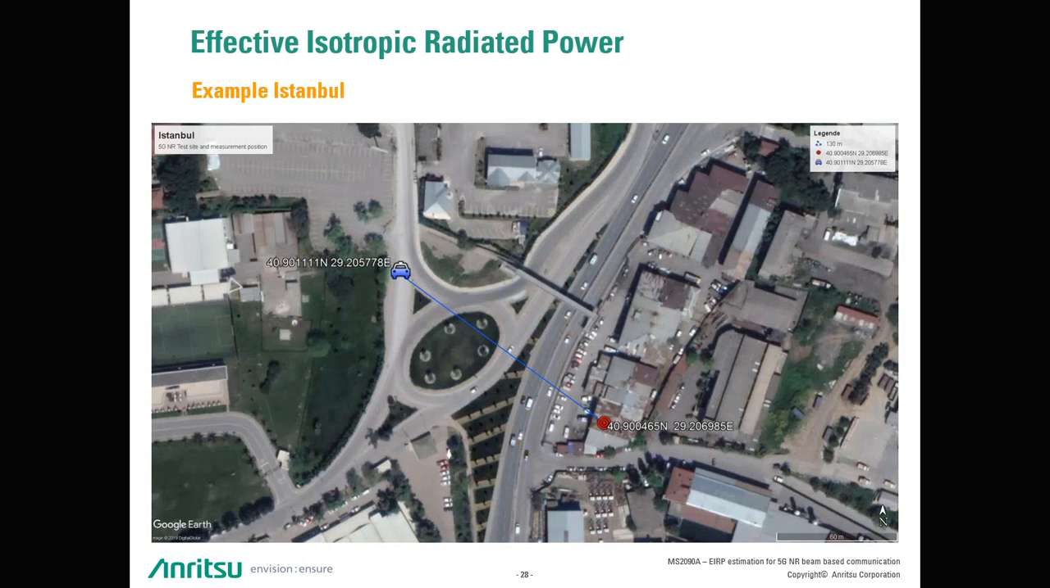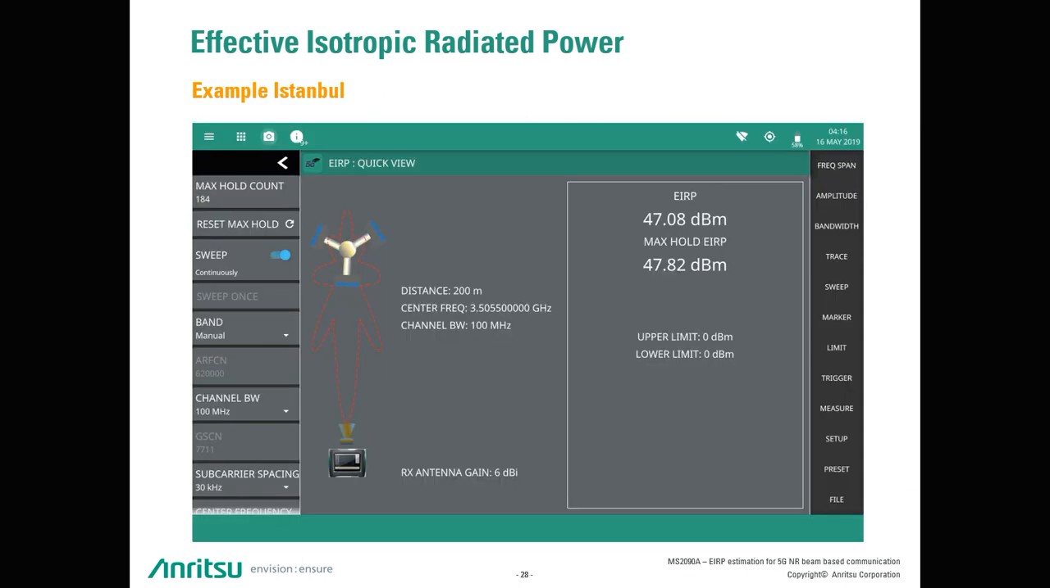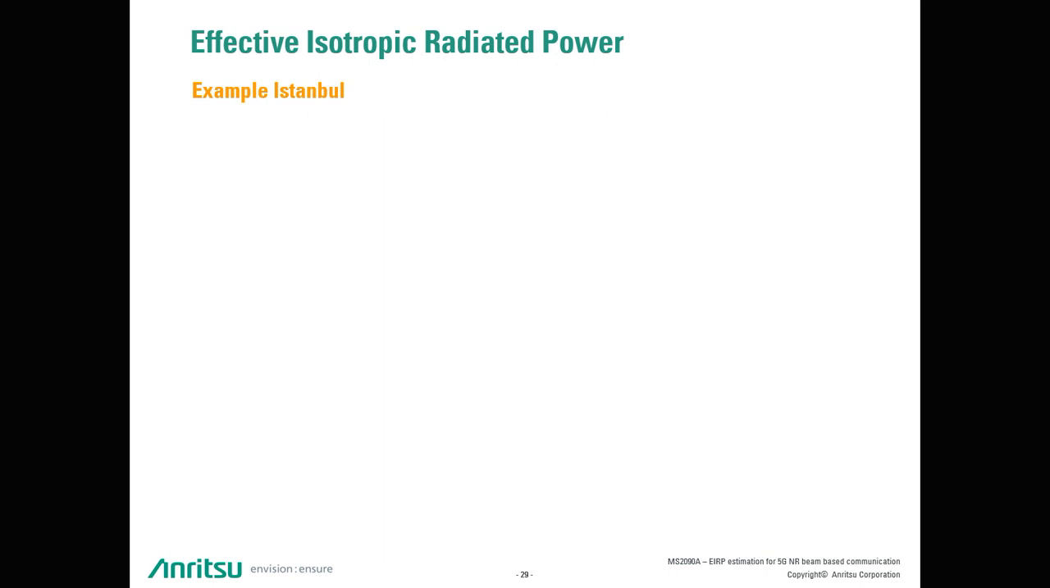Here on this slide we can see a real measurement example. The site was approximately 200 meters away from the measurement location. The resulting effective isotropic radiated power was around plus 48 dBm at a distance of 200 meters from the antenna. As said before, the quick view representation delivered an overview about EIRP parameters.